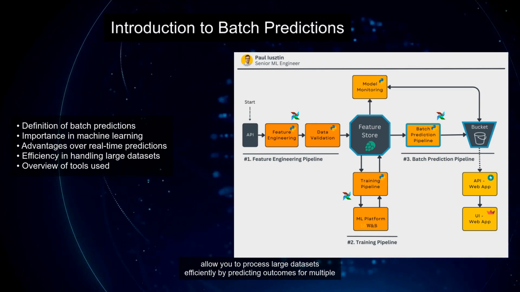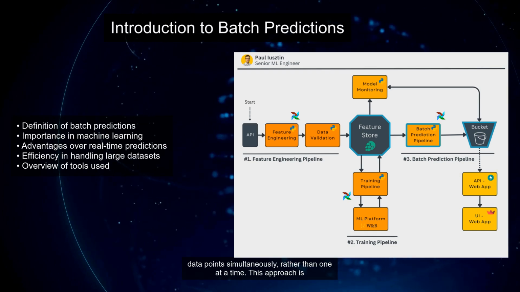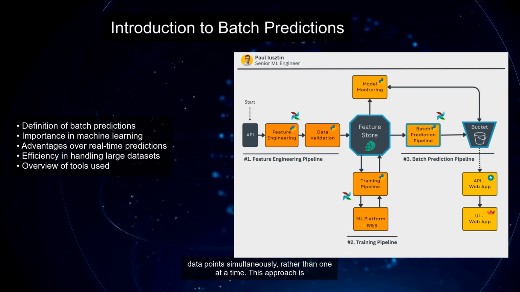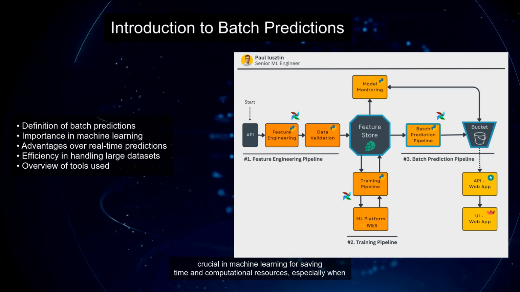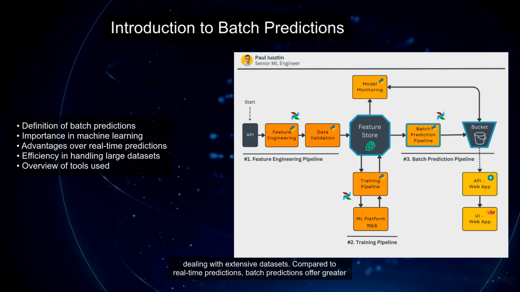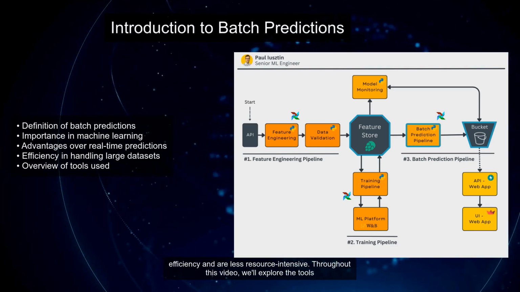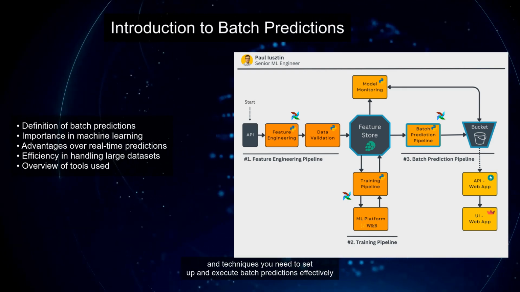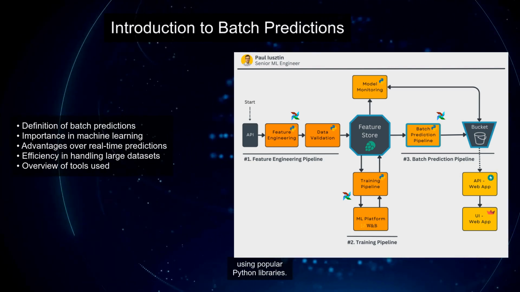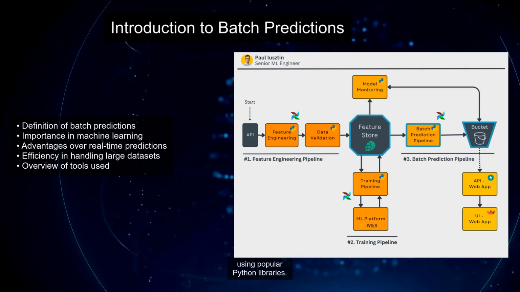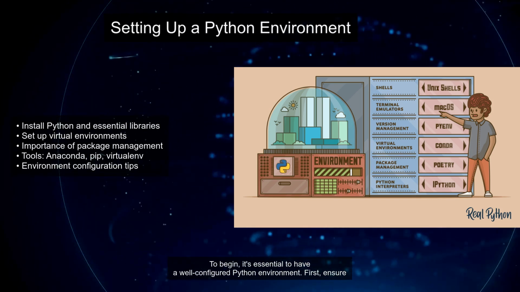Batch predictions allow you to process large datasets efficiently by predicting outcomes for multiple data points simultaneously, rather than one at a time. This approach is crucial in machine learning for saving time and computational resources, especially when dealing with extensive datasets. Compared to real-time predictions, batch predictions offer greater efficiency and are less resource-intensive. Throughout this video, we'll explore the tools and techniques you need to set up and execute batch predictions effectively using popular Python libraries. To begin, it's essential to have a well-configured Python environment.